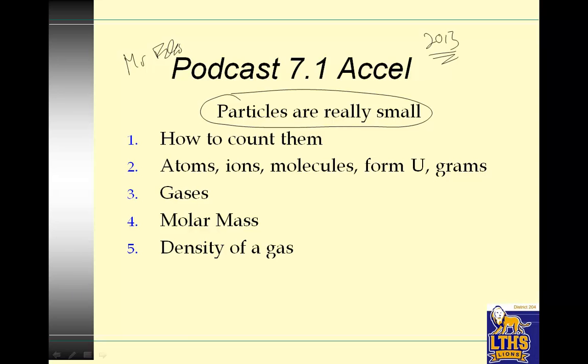We're going to focus on particles. Particles are really, really small. We're going to learn how to count them. We're going to learn what atoms, ions, molecules, formula units, and grams are. We're going to talk about gases and how they're odd in some ways. We're talking about molar mass. Ooh, sounds like a new word, mole. And the density of a gas. So let's hop right into it.